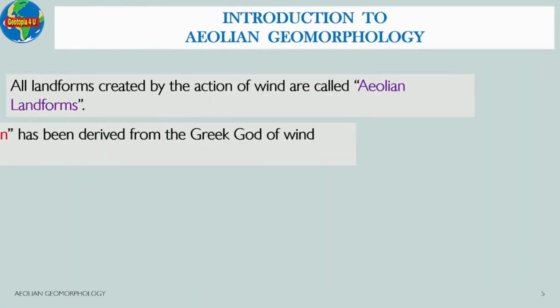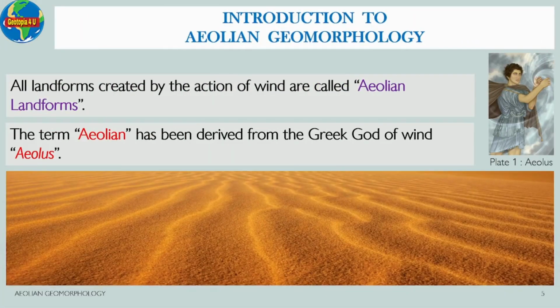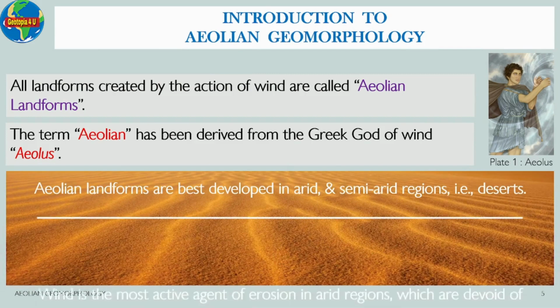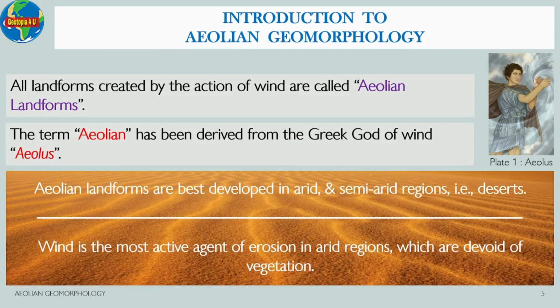Introduction to Aeolian geomorphology. All landforms created by the wind are called Aeolian landforms. The term Aeolian has been derived from the Greek god of wind, Aeolus. Aeolian landforms are best developed in arid and semi-arid regions, that is, deserts. Wind is the most active agent of erosion in arid regions which are devoid of vegetation.